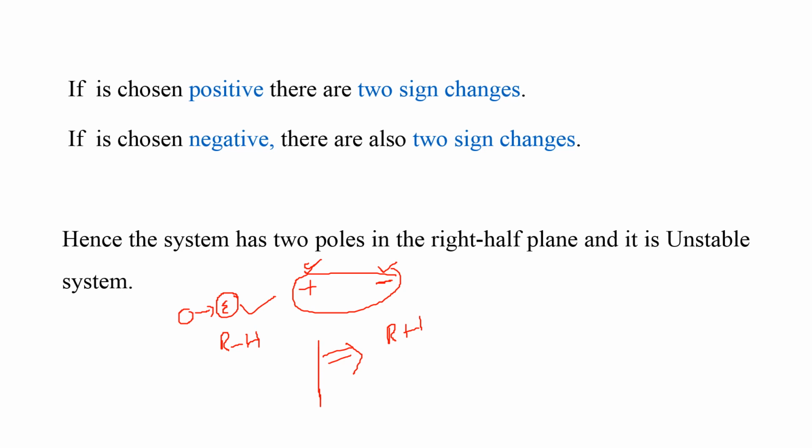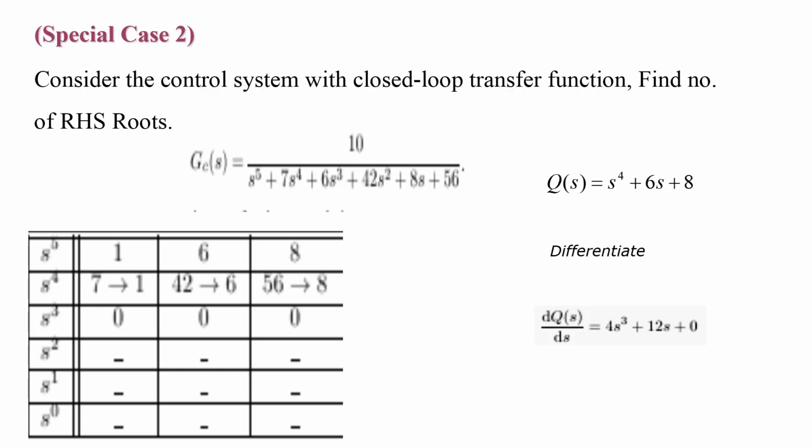Now we are going to discuss the example problem on case 2. Coming to the second example, consider the control system with closed loop transfer function G of s equal to this one. Then find out the number of right hand side roots by using RH criteria. By equating the denominator of the transfer function to 0, we get the characteristic equation. So this is our characteristic equation.